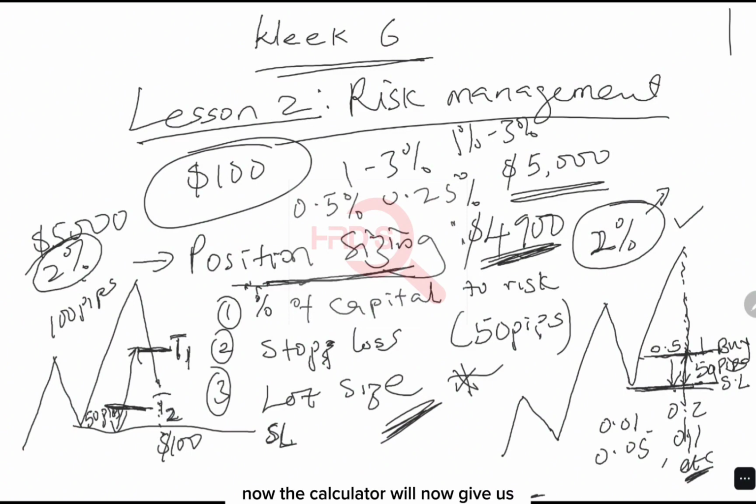Now, the calculator will give us different lot sizes. Maybe for this person, the calculator will say use 0.25, and for this one the calculator will say use 0.5. Now, trader 2 is using a bigger lot size than trader 1, but they are risking the same amount, $100. All right, let's move over to the calculator quickly.